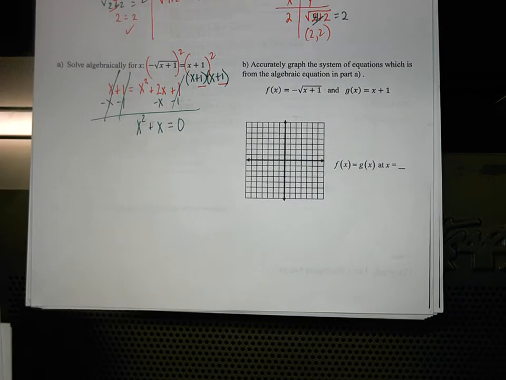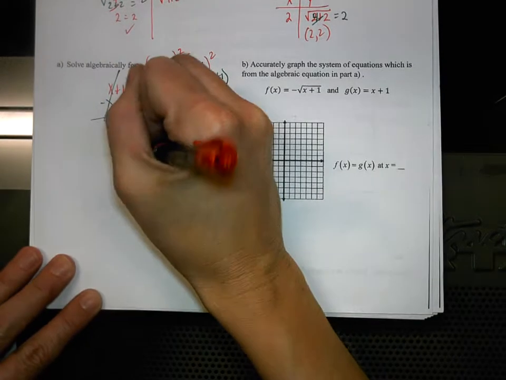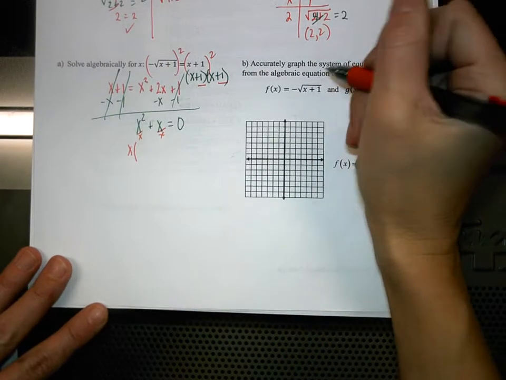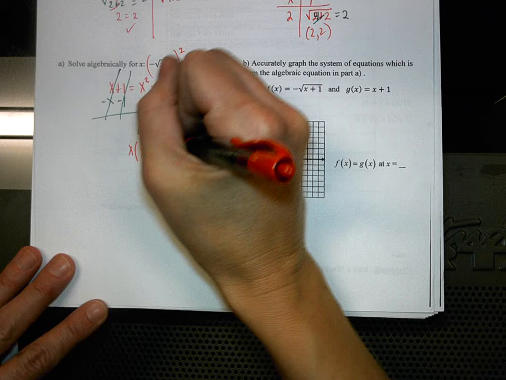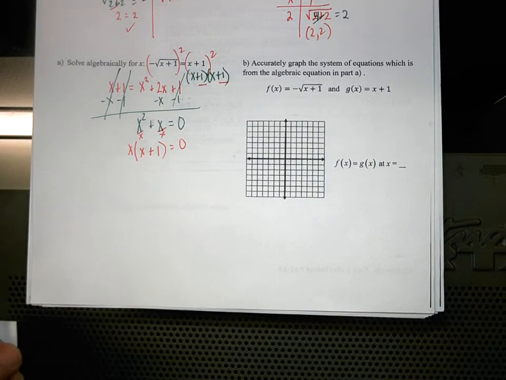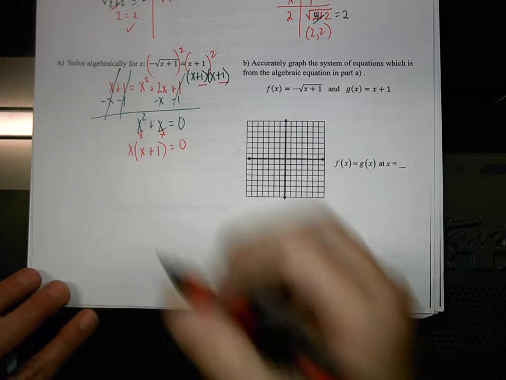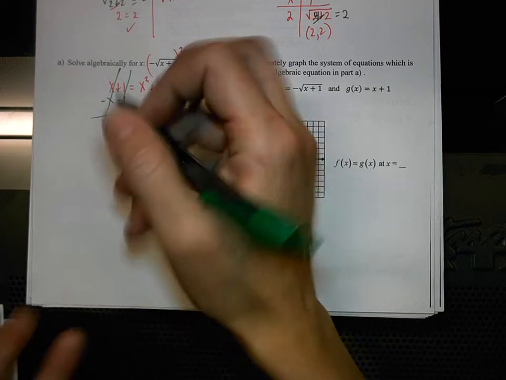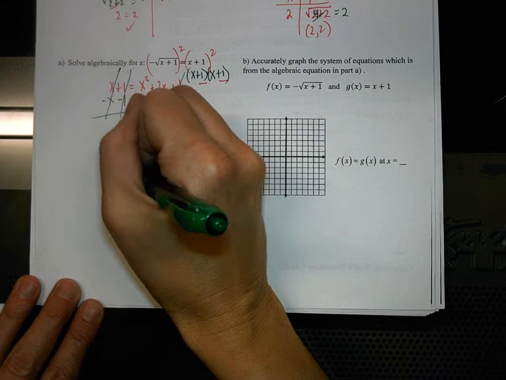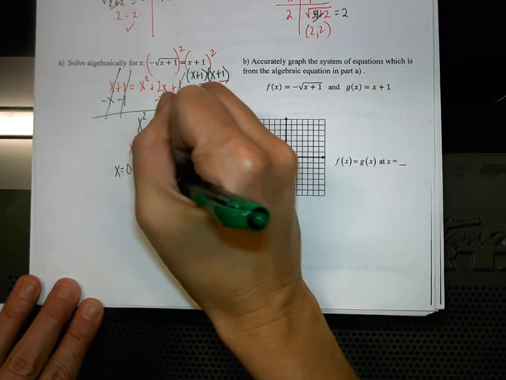How do I factor that? You take out an x, a GCF. Very good. So we factor out an x, and when I divide each of these by x, what am I left with? X plus 1. Very good. Equals 0. And when we set those equal to 0, what values do I get? X equals 0 and x equals -1.